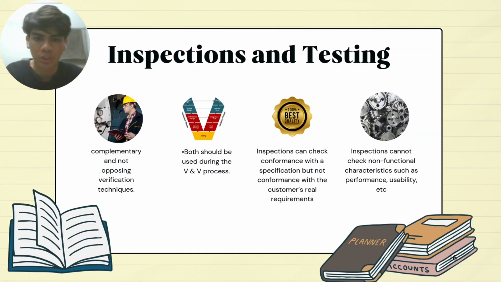This is for inspections and testing. They are complementary and not opposing verification techniques, and both should be used during the V&V process. It has been explained before. Inspections can check conformance with the specification but not conformance with the customer's real requirement. And last, inspection cannot check non-functional characteristics such as performance and usability.